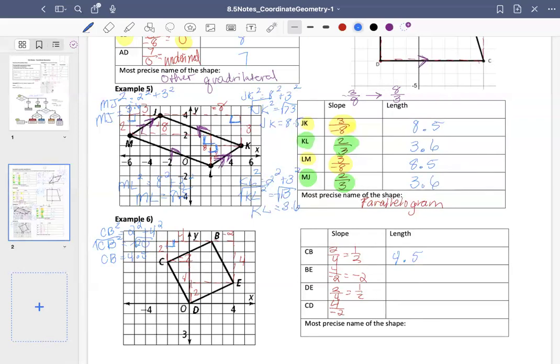All right, let's go ahead and do BE. We have a right triangle with the sides 2 and 4, so we know BE squared is equal to 2 squared plus 4 squared. Hold up, I already calculated 2 squared plus 4 squared and simplified that for CB, so I know that BE is going to be equal to 4.5.